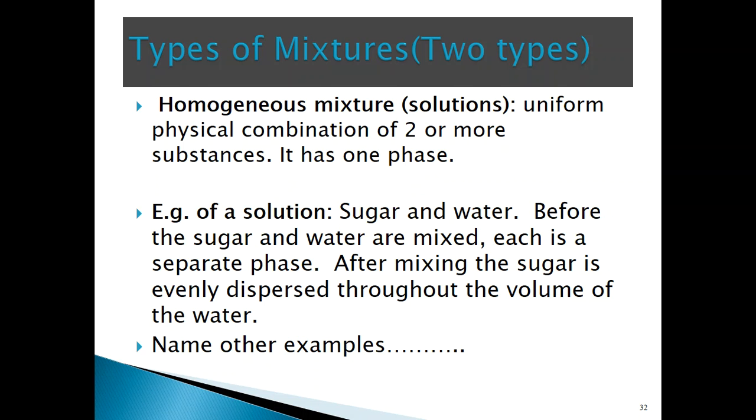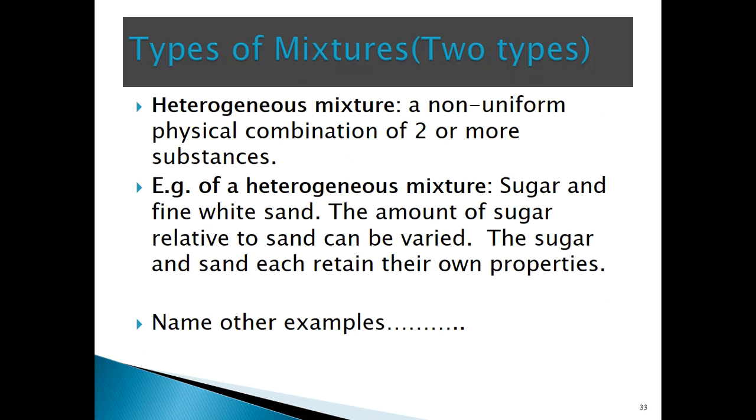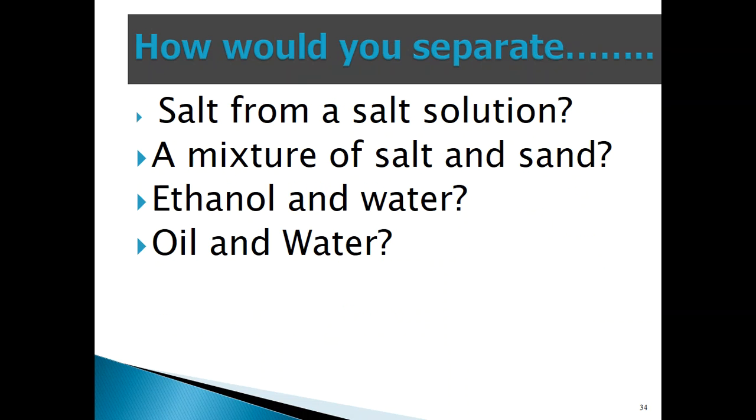I'm quite sure you can name some other examples of solutions, of homogeneous mixtures, which we'll get into in class. Heterogeneous mixture. Now, this is a non-uniform physical combination of two or more substances. An example of this would be a mixture of sugar and fine white sand, right? In this particular case, the sugar and sand each retain their own properties, right? So that's the difference between a heterogeneous mixture and a homogeneous mixture. A homogeneous mixture is a uniform mixture, while a heterogeneous mixture is a non-uniform mixture. All right.